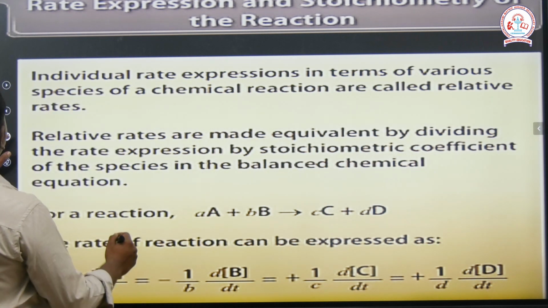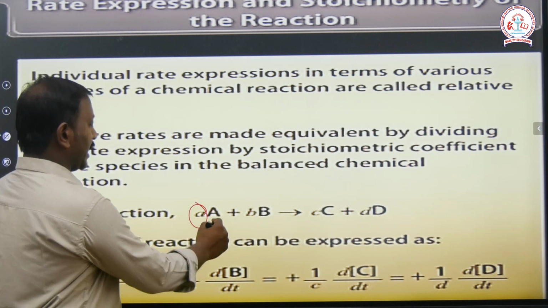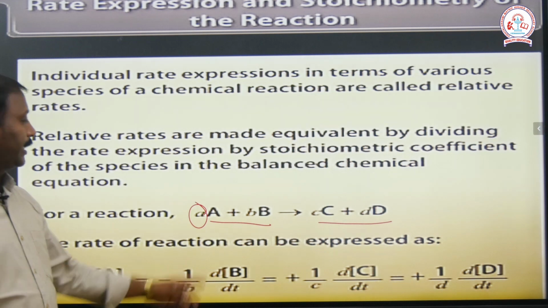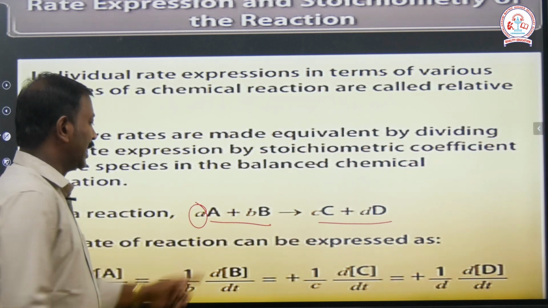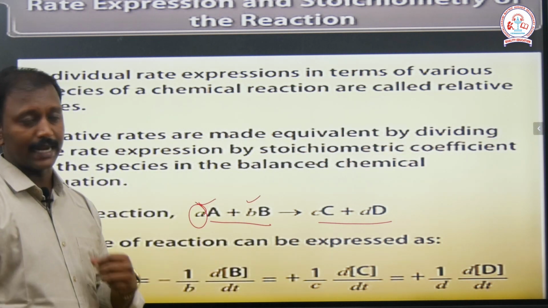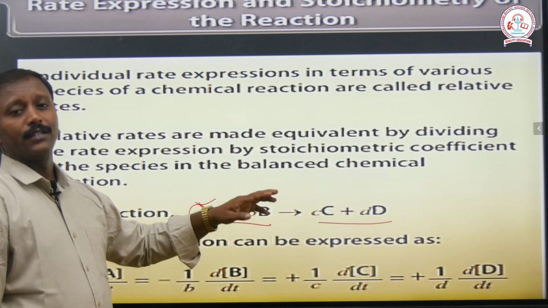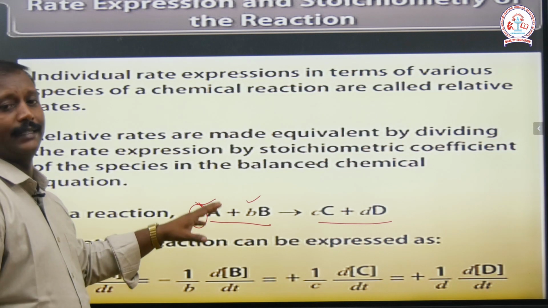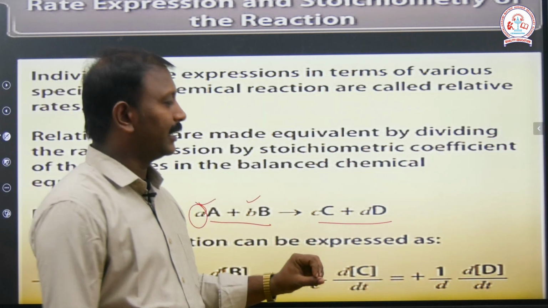So a balanced chemical reaction means A is the coefficient of reactants. A and B are the reactants and C and D are the products. So A is for A moles of reactant A and B moles of reactant B. Here A and B are all coefficients of reactants. Coefficients mean we are taking stoichiometric values, which we observe more in this kind of chemical reaction.